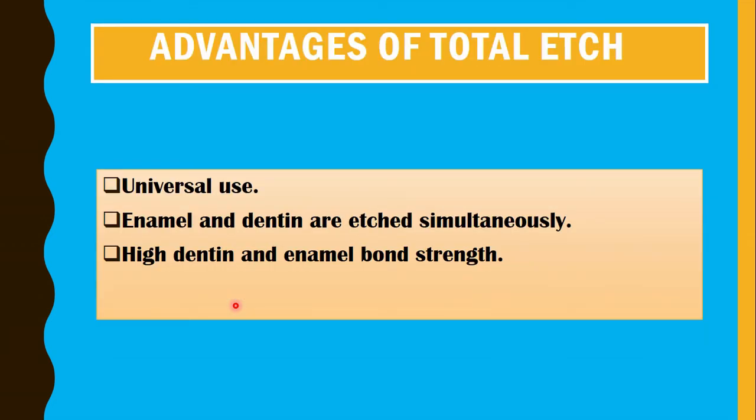So what are the advantages of this total etching technique? It's universal in use, as it has the ability to bond to composite, porcelain, fiber post, etched or sandblasted metals. And another advantage is that enamel and dentin are simultaneously etched, and we obtain high dentin and enamel bond strength.